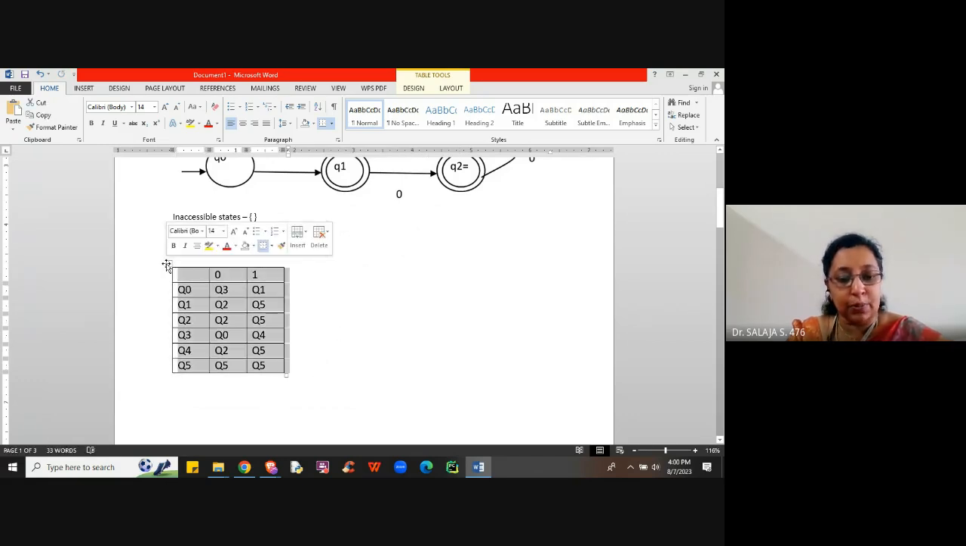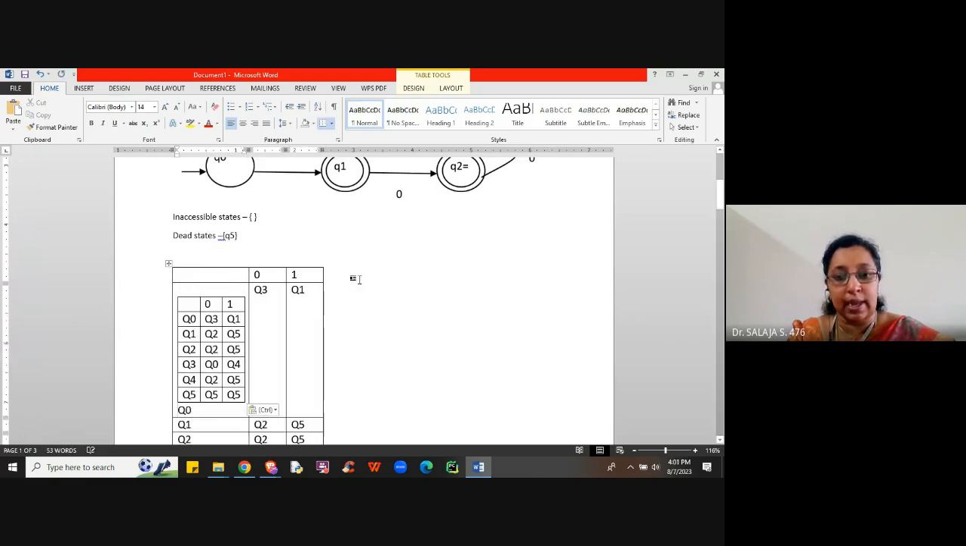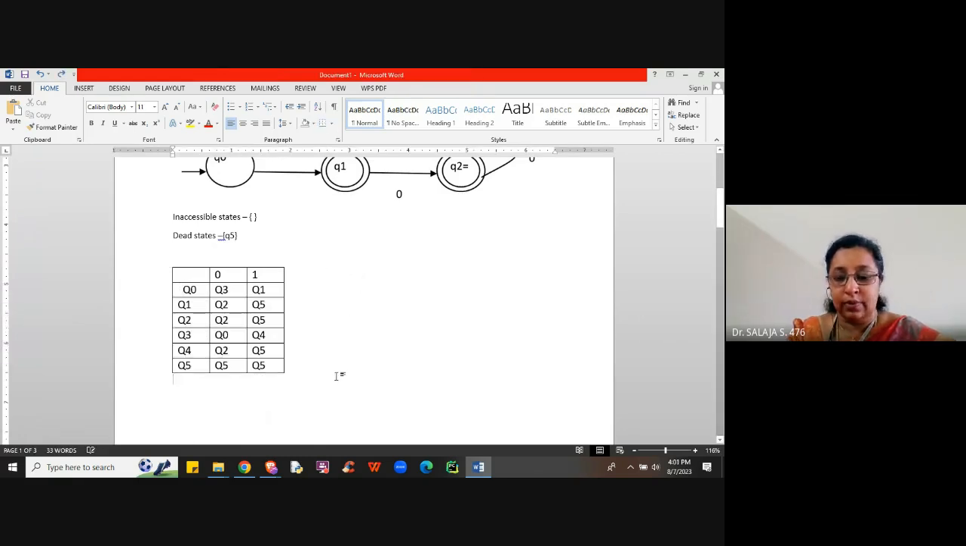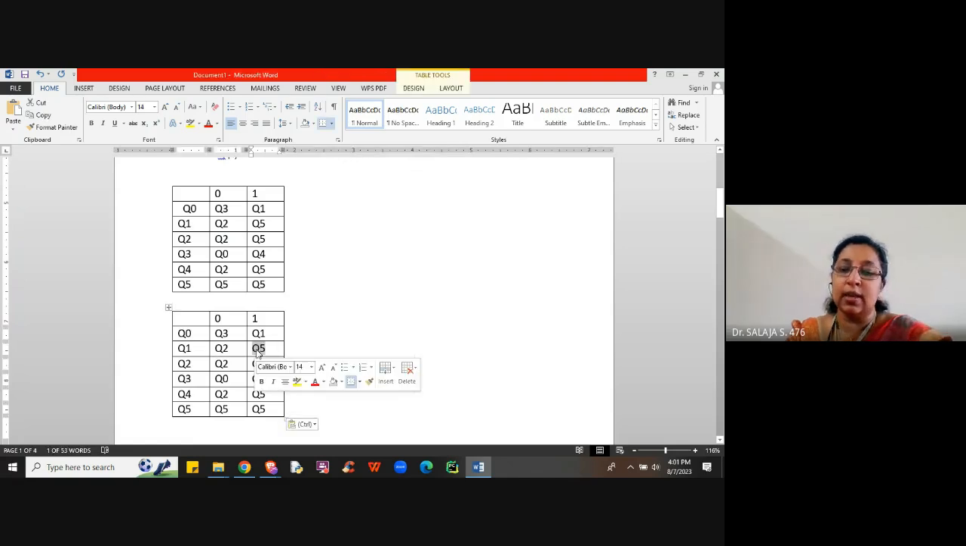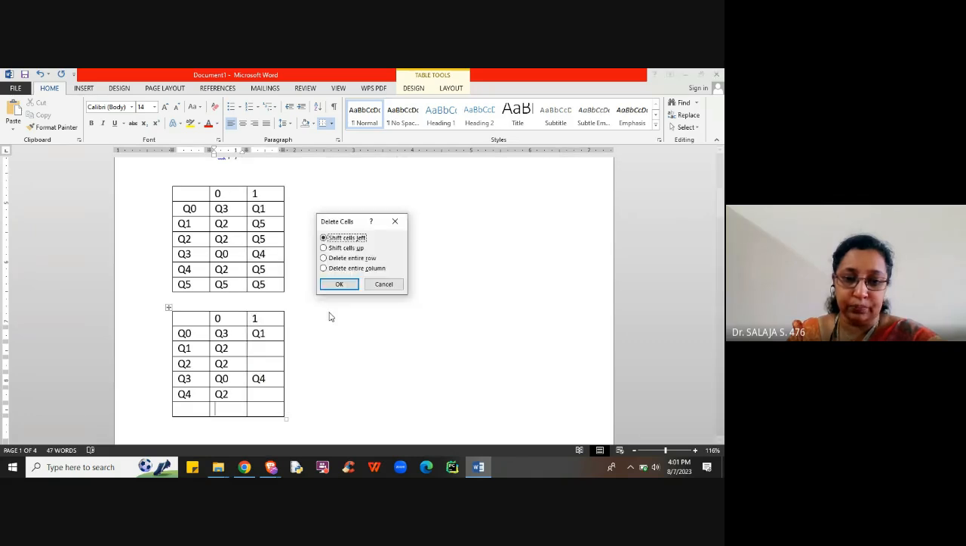Now what am I supposed to do? We'll remove all the inaccessible and the dead states. We don't have any inaccessible states, so we'll just remove the dead state alone, and therefore Q5 is removed.